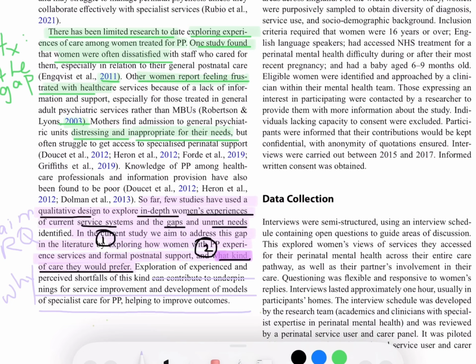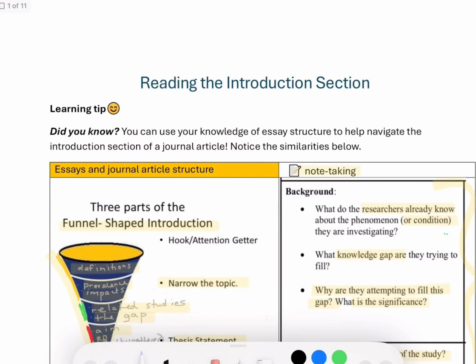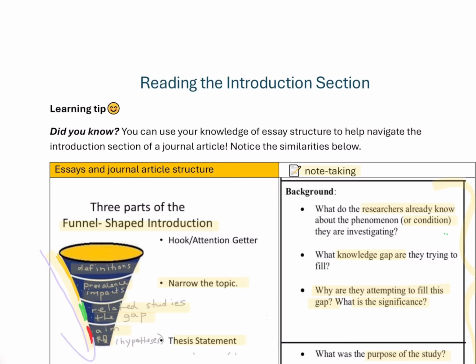Okay, to review what we've done. Basically, we used our knowledge of the funnel design to get basic information about the condition, such as definitions, prevalence, symptoms, maybe risk factors, impacts, and how do we pick and choose what to write in our notes? Well, we relate it to the research question. In this case, because the research question was about treatment, we can include some of the related studies and the related information about treatment.